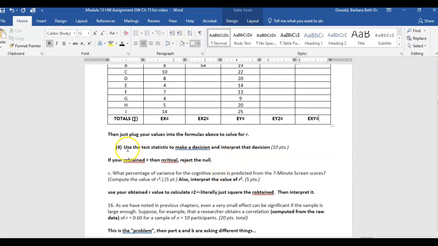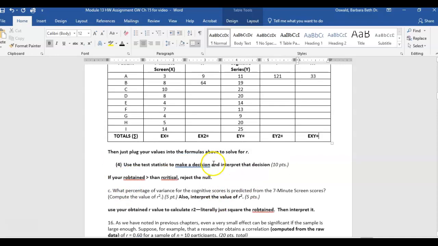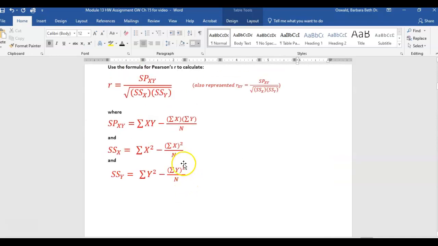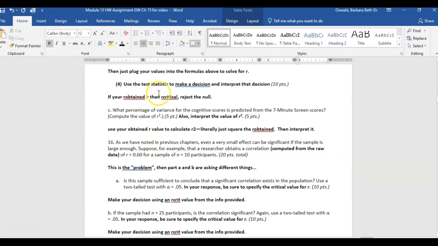Then step 4 of hypothesis testing is we're going to use that test statistic to make a decision. We're going to interpret the decision. And so we looked up R critical in step 2 above. If the R obtained is greater than R critical, we can reject the null, just like we've been doing with all of our hypothesis testing in this class.